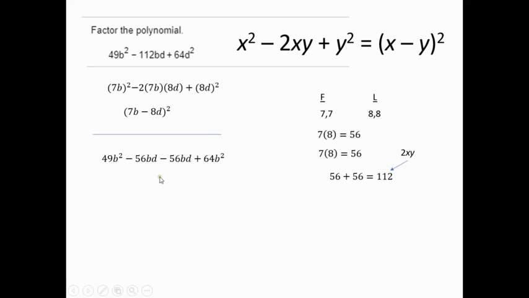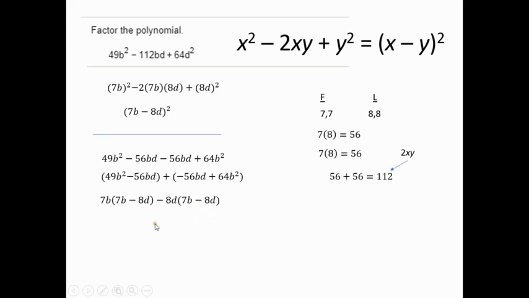So using the AC method, the next thing we would do is group it. So now we have a first group and a second group. When we're using the AC method, we take the greatest common factor out of each group. The greatest common factor of the first group is 7b, and the greatest common factor of the second group is negative 8d, which is what we do here. And again, we've created this common factor of 7b minus 8d.